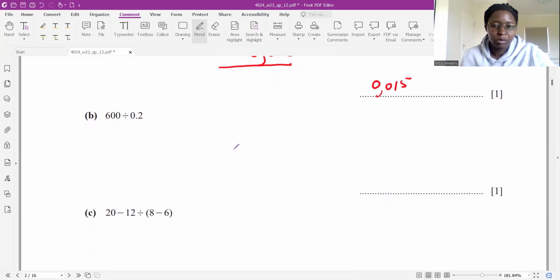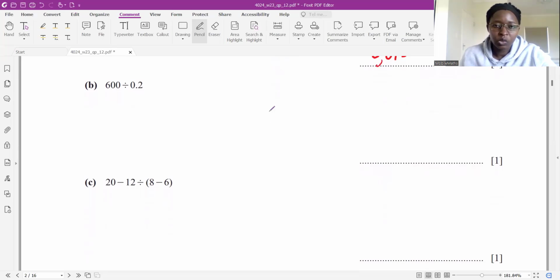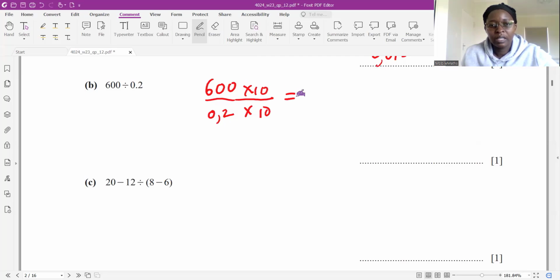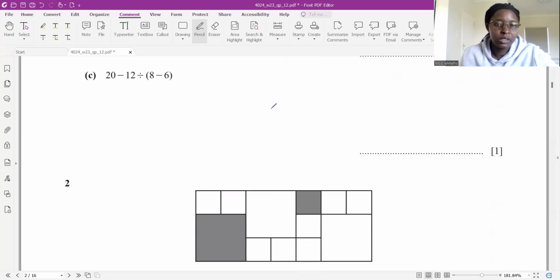600 divided by 0.2. The easiest way I can do it is to multiply both sides by 10, then I get 6,000 divided by 2. Here I'll have 2, there 3, so my answer is 3,000. Let's move on to the next one.